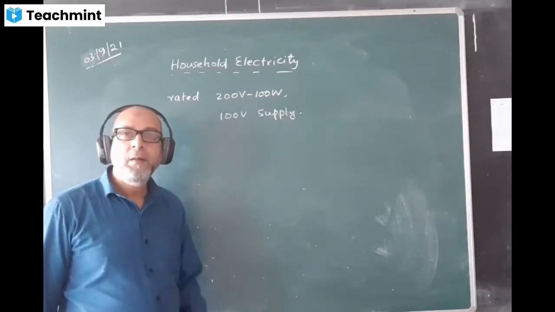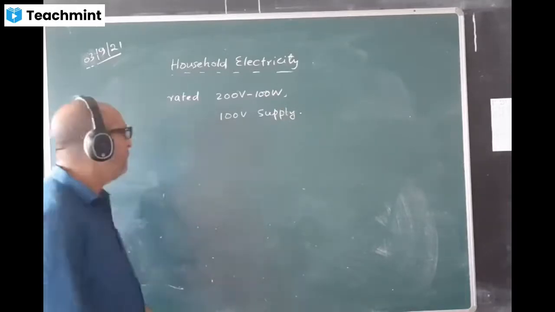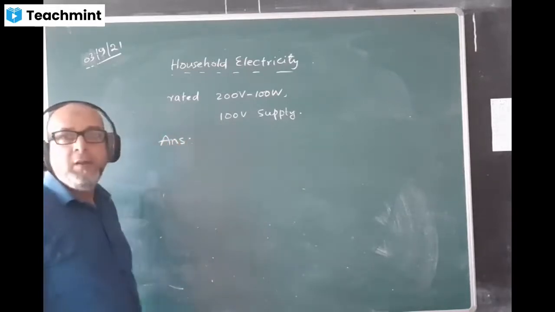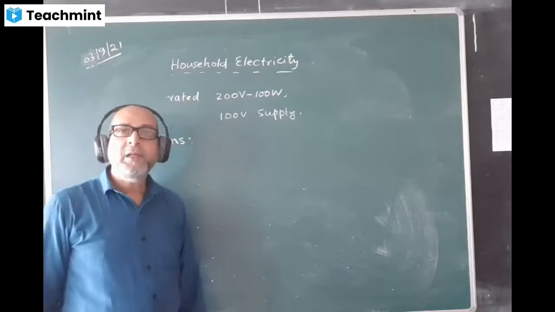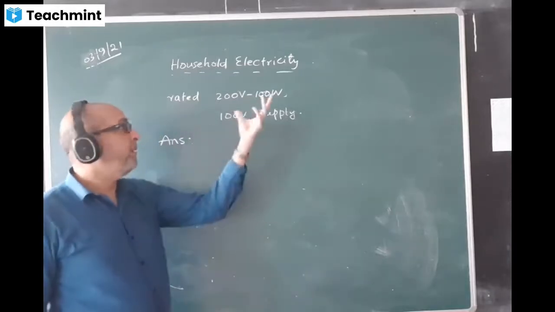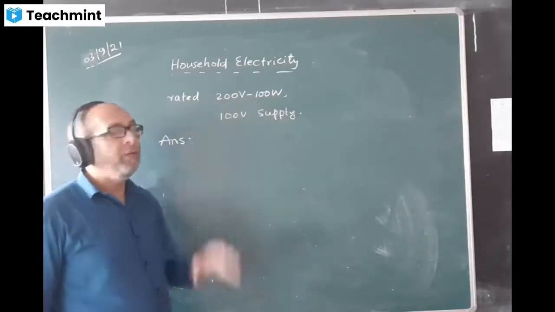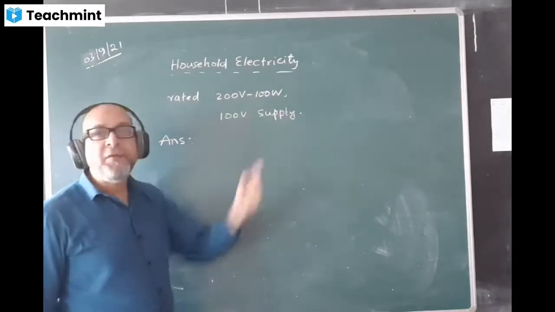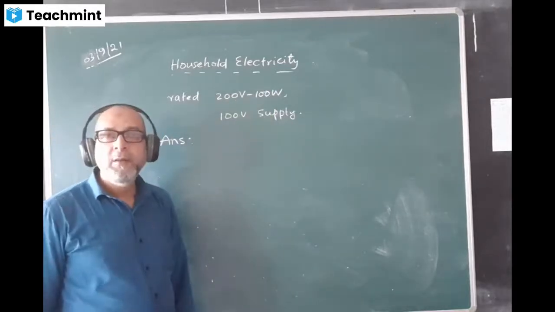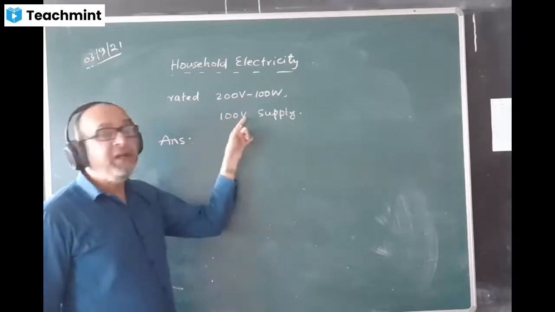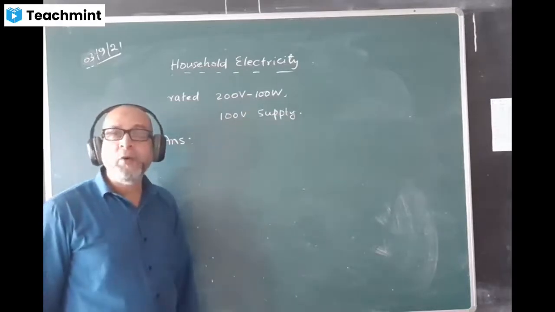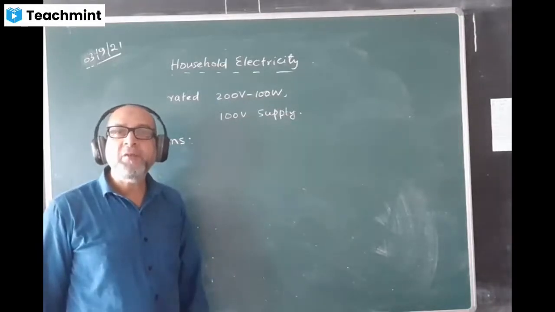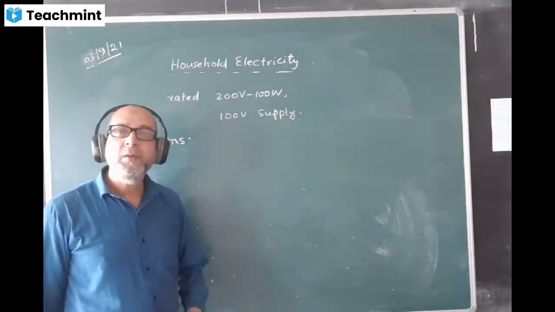Write the answer now, or we can find the answer for this question. Listen, the bulb is rated 200 volt and 100 watt. That means at 200 volt, it will consume a power of 100 watt. But at 100 volt, definitely it will not consume 100 watt. How much power will it consume? We have to find that. Can you guess how much power it will consume?